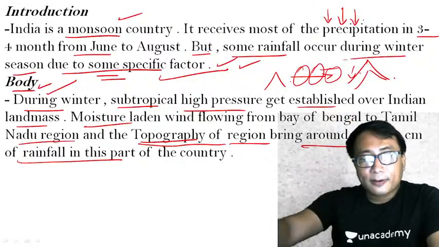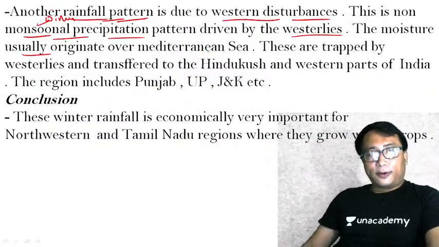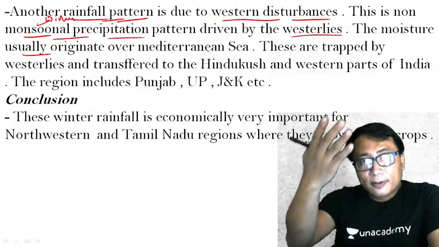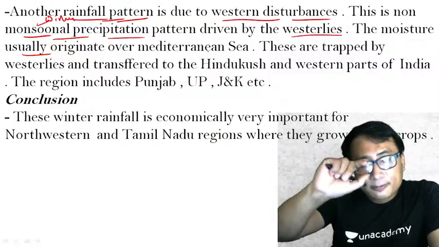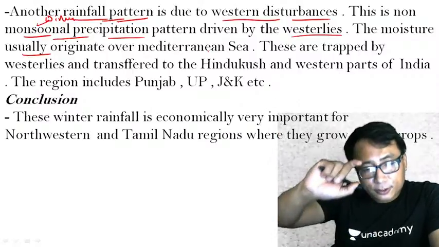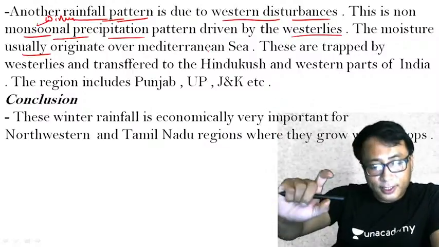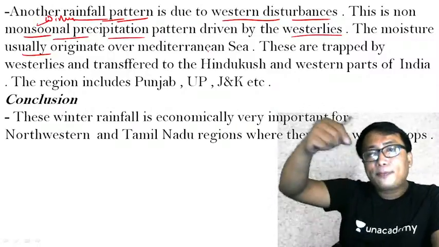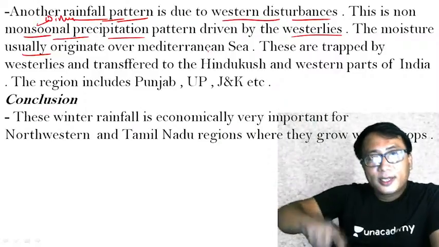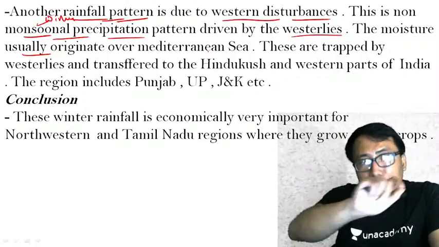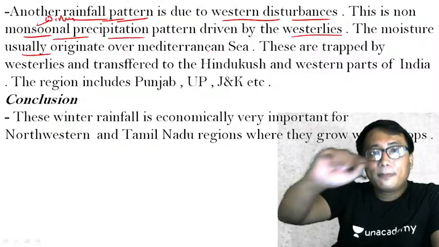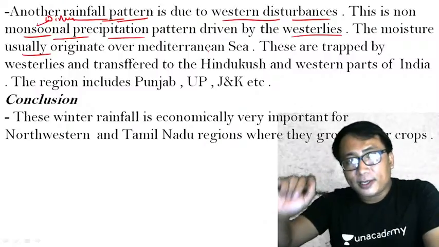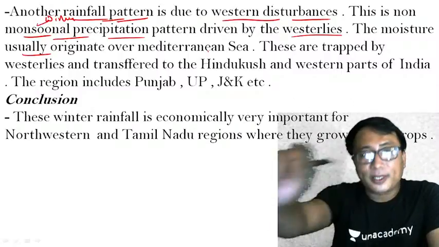I hope you are following. Clear? Now, since there are only two types of winter rainfall, I have explained both. Not only did I mention that in the Tamil Nadu region there is winter rainfall, but I also mentioned that it is because of the topography and the high pressure developed in the Indian landmass. Regarding the western disturbance, I am not only mentioning that it happens in the Punjab, UP and J&K area, but I am also explaining how this western disturbance is happening.